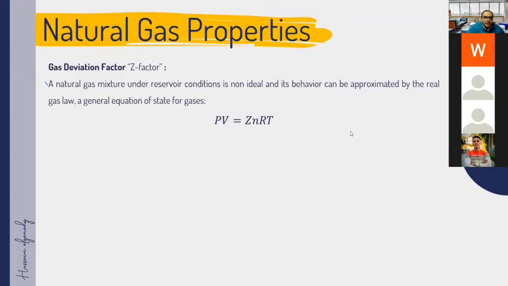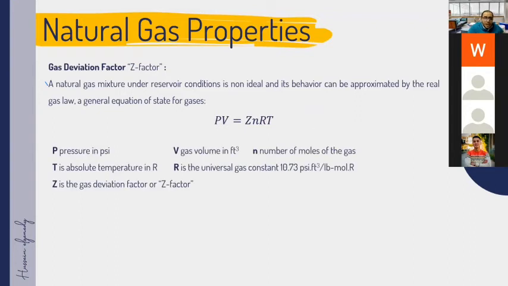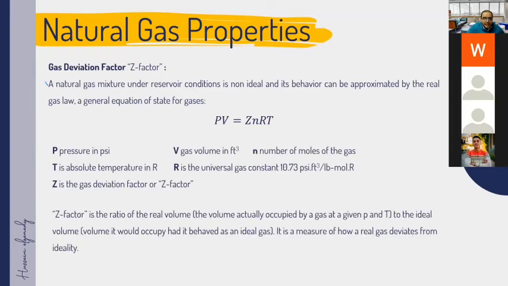Okay. The second most important property is the Z factor, or the gas deviation factor. The deviation factor, generally or simply, measures how the real gas deviates from ideality. We know there is no ideal gas in real life. So the Z factor is a measure of how the real gas deviates from the ideal gas.